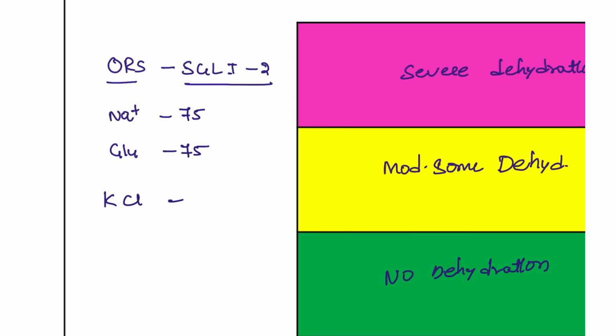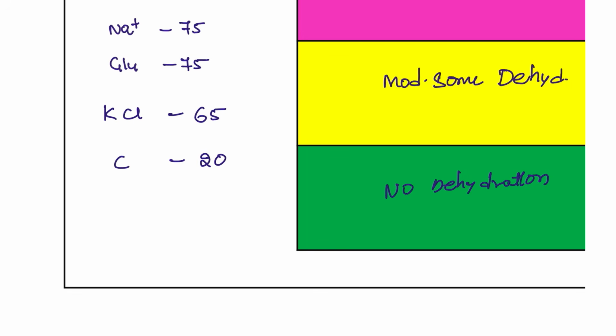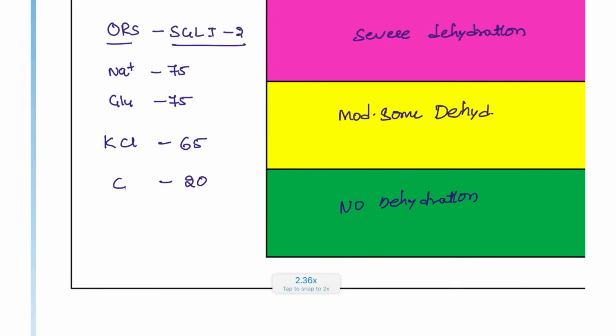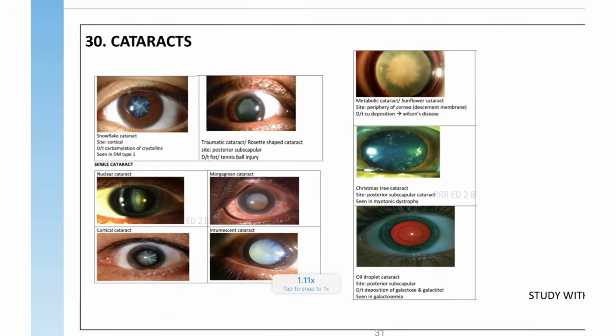Potassium chloride, which will be consisting of the 65, and the citrate, which will be 20%. A citrate will be consisting of the 20%. So these are the features of the ORS formulation. It is going to replace the ongoing fluid loss.